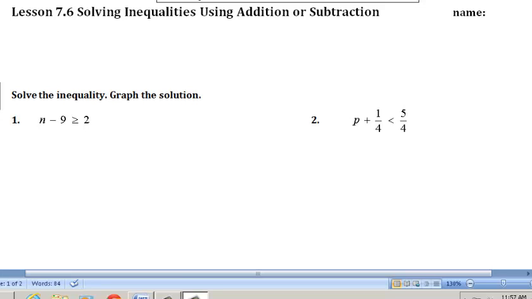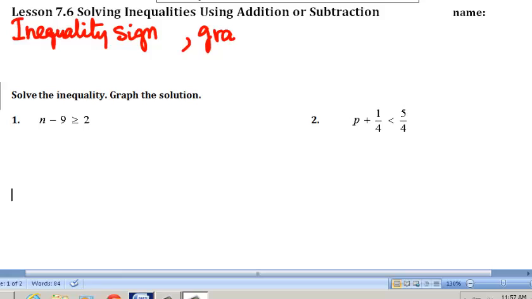This is lesson 7.6, solving inequalities using addition or subtraction. It's the same concept as lesson 7.2, where we did solving equations using addition or subtraction. In this case, we are going to be using an inequality sign between the algebraic expressions or the math expressions. And the other thing different we are going to do is to graph the solution on the number line. That's going to be something different.